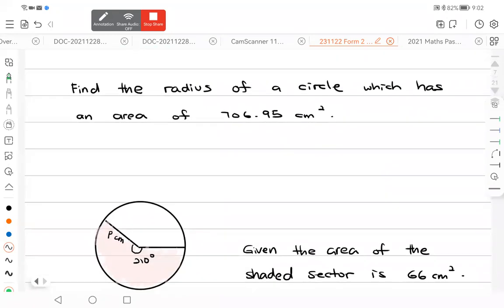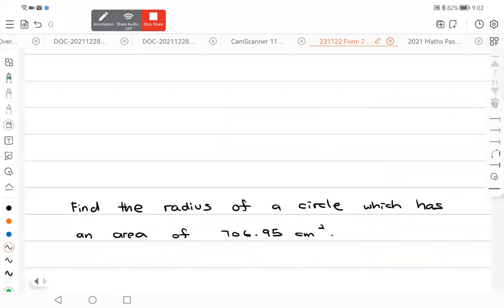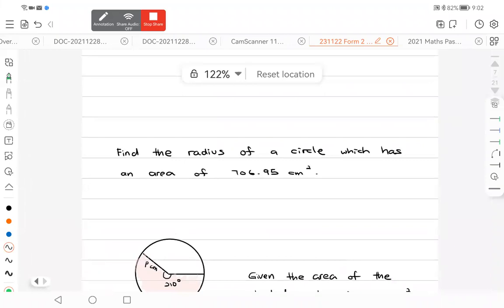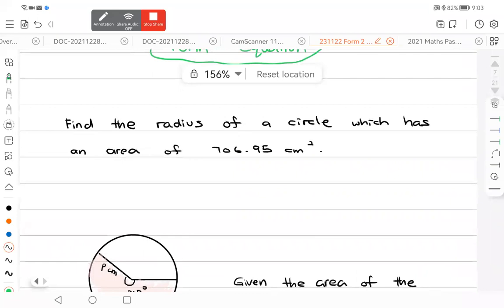Okay, proceed. Now, example. The questions come out in this chapter. The most important thing, please write it in an equation form first. Form equation. No matter how easy or how hard the question is, try to form an equation. Now look at these questions. Find the radius of a circle which has an area. So what is given? Area of the circle.